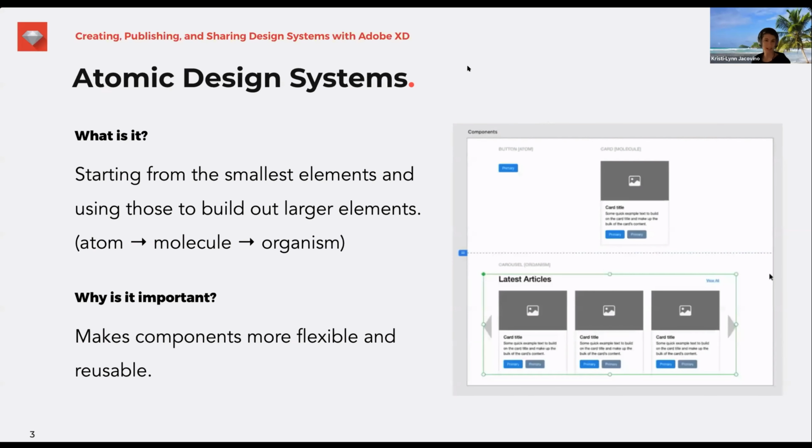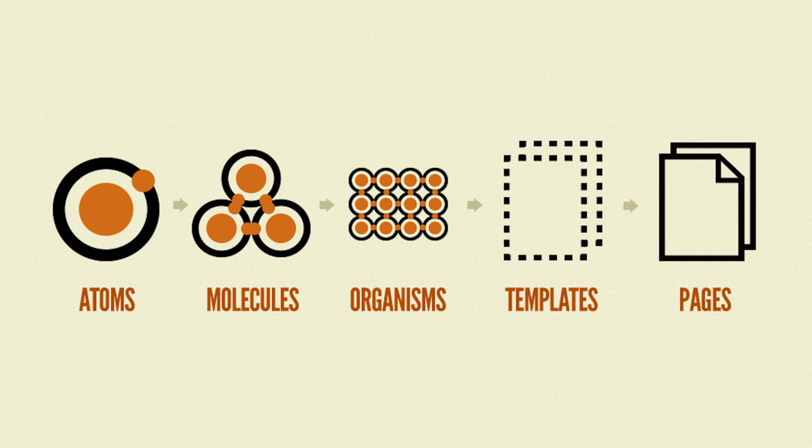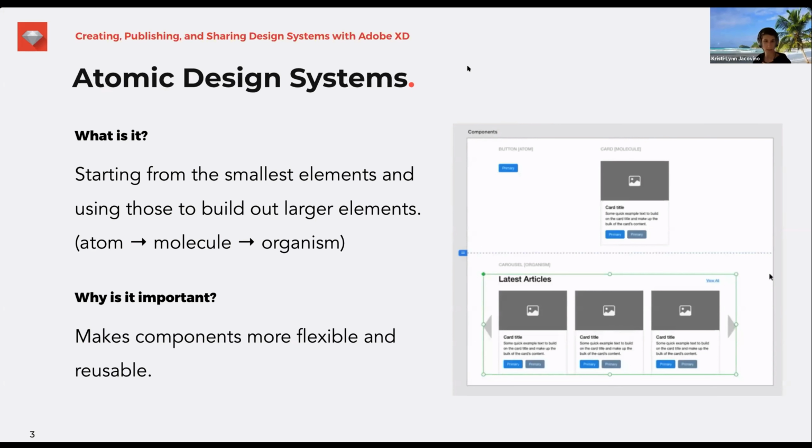They started out by talking about what an atomic design system is, and basically what it means is starting with the smallest elements and growing them out into molecules and organisms. In the example they were showing, they started with a button component and then put that into a card molecule, which can then be used in something like an organism, such as a carousel. They were just explaining the principle of atomic design and how it applies to a design system.